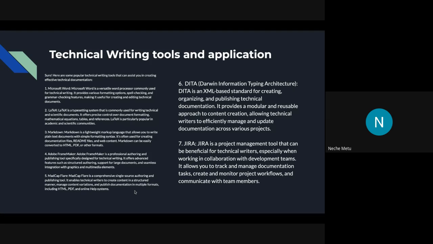We have Adobe FrameMaker, a professional authoring tool for publishing, specifically designed for technical writing. It offers advanced features such as structured authoring, support for large documents, and seamless integration with graphics and multimedia elements. Very nice. MadCap Flare is a comprehensive single-source authoring and publishing tool. It enables technical writers to create content in a structured manner, manage content variations, and publish documentation in multiple formats. So we have DITA, which is Darwin Information Typing Architecture. It's an XML-based language for creating and organizing technical documentation.